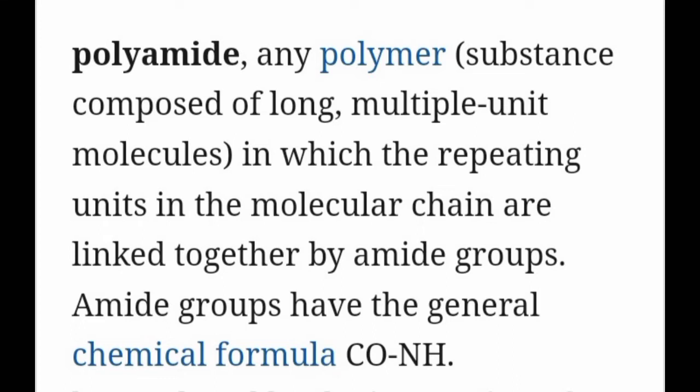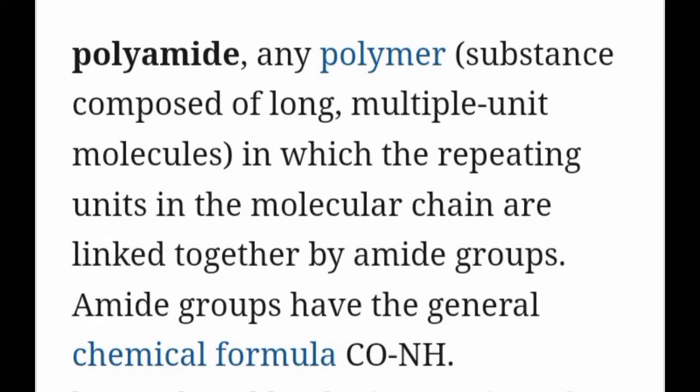But today we will see some other polyamide fibers also, along with nylon 6 and 66. There are nylon 11, nylon 610 and nylon 12 also. So today we have to see the synthesis and applications of these polyamide fibers.